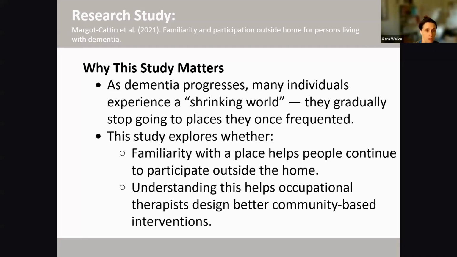And like we mentioned earlier, as dementia progresses, many individuals experience a shrinking world and they gradually stop going to places. This study explores whether familiarity with places helps people continue to participate outside the home, as well as how this understanding helps occupational therapists design better community-based interventions.